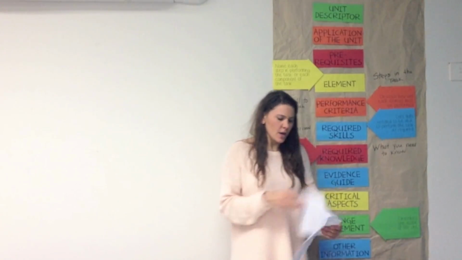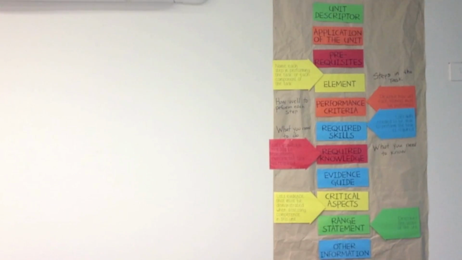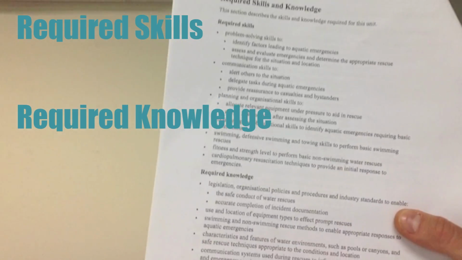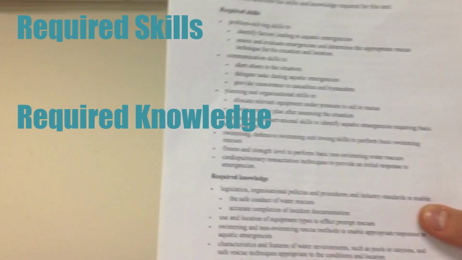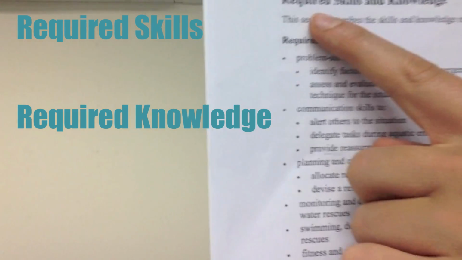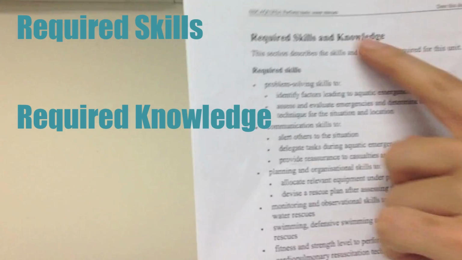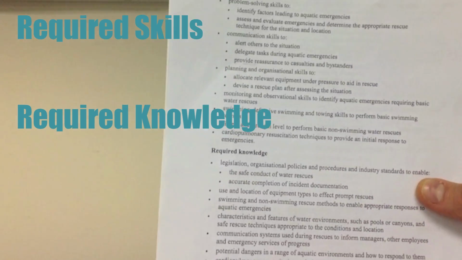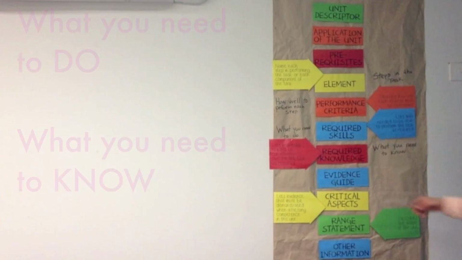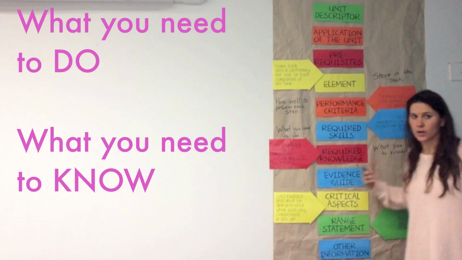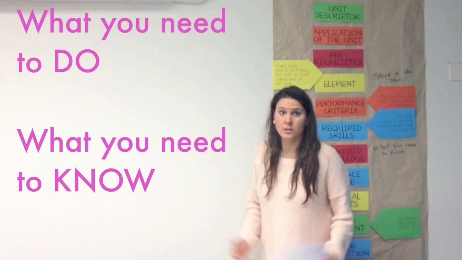So if we keep going, we flip it over, and we've got this thing called required skills and knowledge, or called performance evidence, knowledge evidence, in the new format of the units. We just take a look at that. If this is the task in the job, perform basic water rescue, then what would you call those skills and knowledge? You know? Could you just call it what you need to do, what you need to know in order to get the job done? That's it, guys.